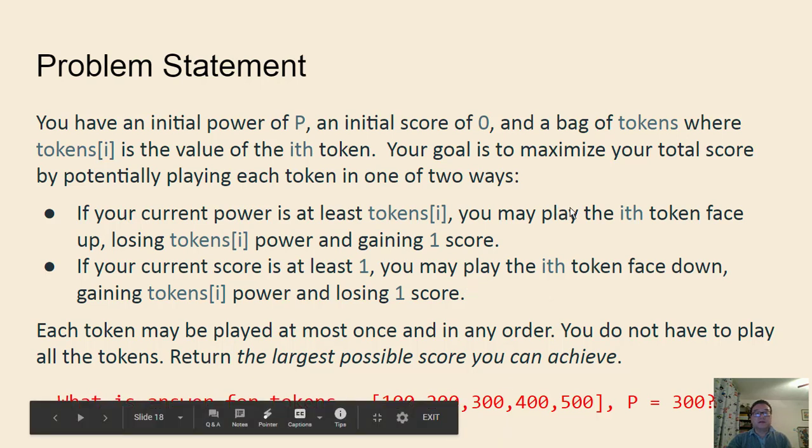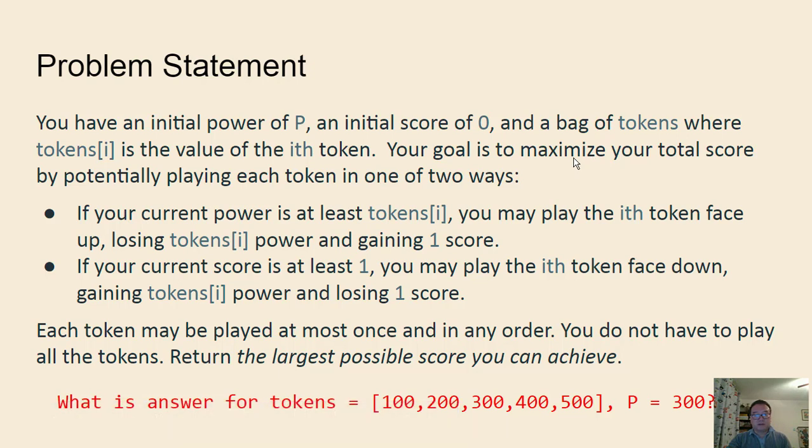So make sure you understand the rules of the game. The token can be played in two ways. Then let's look at the sample at the bottom of the slide. Say we have 5 tokens with values 100, 200, 300, 400, 500, and our initial power is 300. What can we do? We can play the first token face up. Then our power becomes 200, and we gain 1 point. And we can play the second token face up, and then our power becomes 0, but our score is 2.